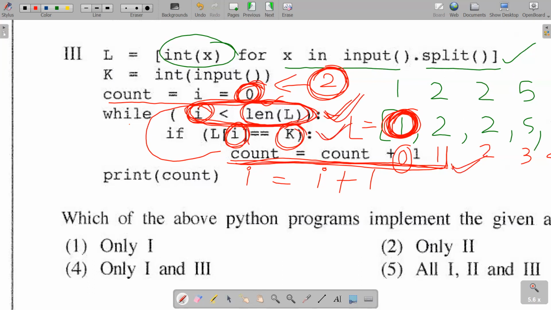It never ends. So due to that this is an incorrect one. So only one is the correct answer.